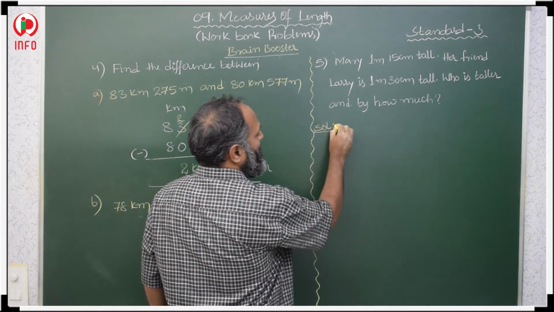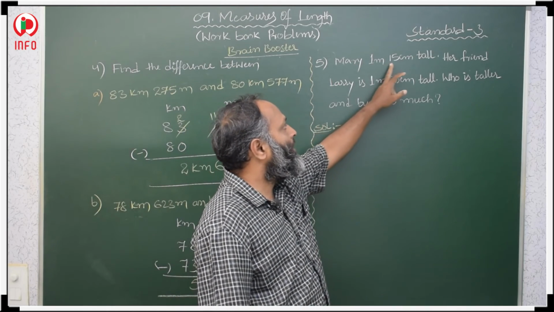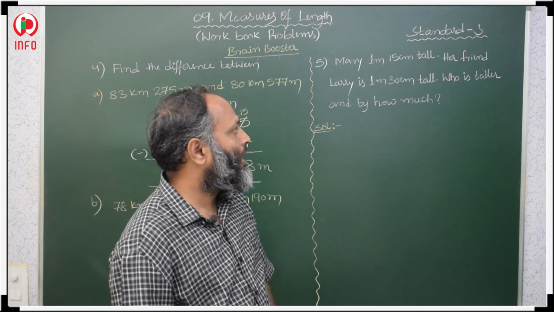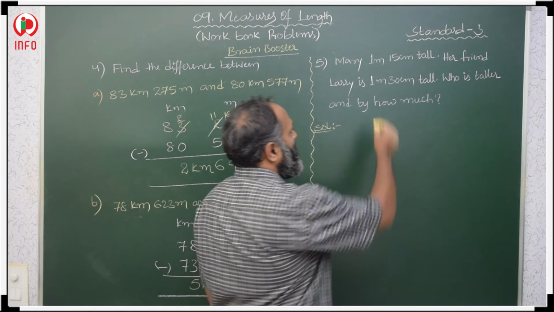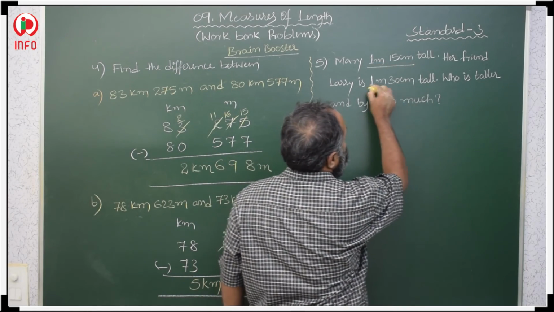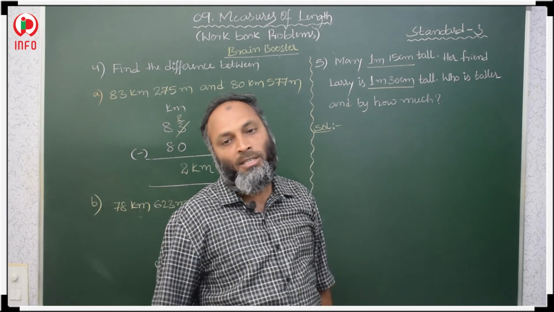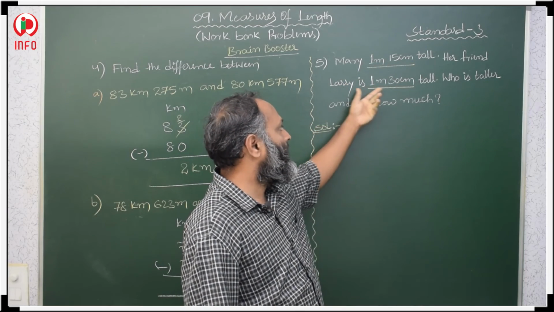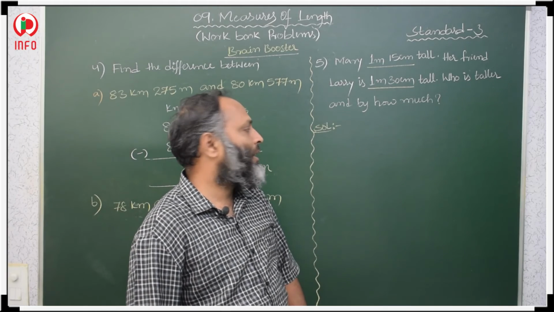Fifth question, first read the question. Mary is 1 meter 15 centimeters tall and her friend Larry is 1 meter 30 centimeters tall. Here 1 meter is 15, 1 meter is 30. So, Mary's height is 1 meter 15 centimeters and Larry's height is 1 meter 30 centimeters. Who is taller and by how much?